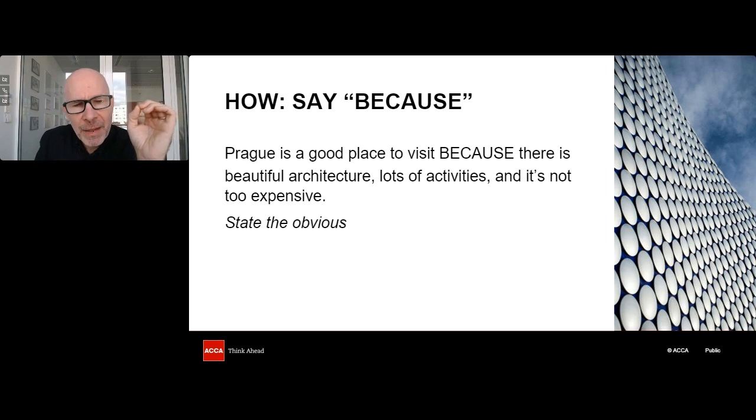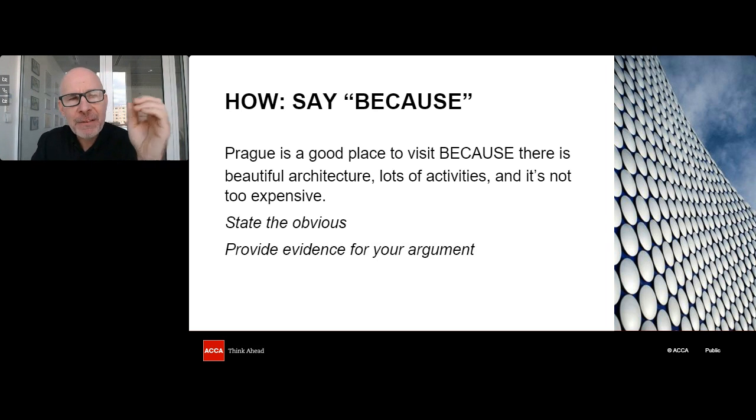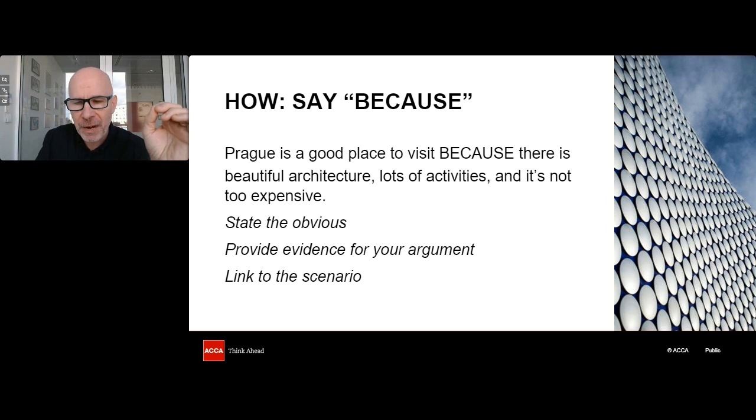Okay? The next thing that you need to do, and this is the problem that many experienced professionals have when they sit APM, they forget to state the obvious. So even if you think it's just so simple, anyone will understand it, you've got to make the point. The marking team is looking for that. You got to provide evidence for your argument. Everything linked to the scenario.